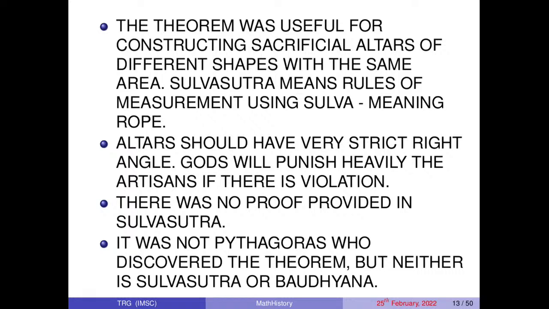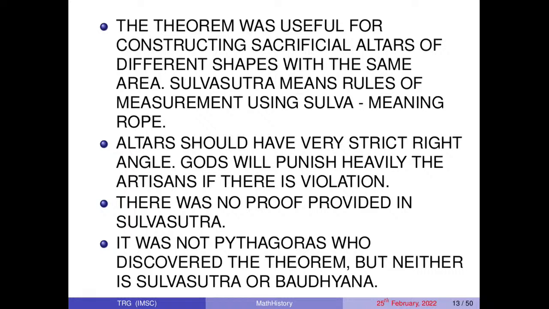So it was that kind of thing which was being used, like our engineering students use instruments to do these things. Altars should have a very strict right angle. That angle should be exactly 90 degrees. And gods will punish heavily, it is written there itself, the artisans if there is any violation of this rule. In fact, the first person to be sacrificed in that altar will be the same person, okay, if it is violated. But the only thing is, there was no proof written in the Sulva Sutra.